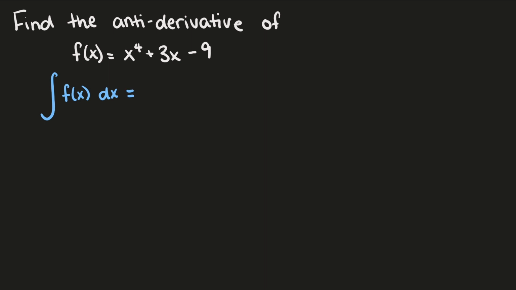And in this case, our integral is 1/5 x to the fifth plus 3/2 x squared minus 9x plus c. So how do we get to this point? How do we figure out that our integral, or antiderivative, is this function right here? So first, let's take each term by itself.